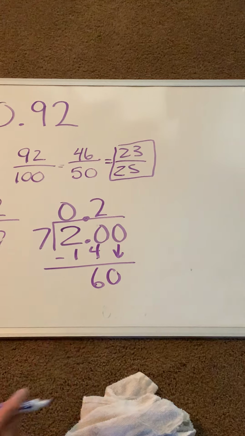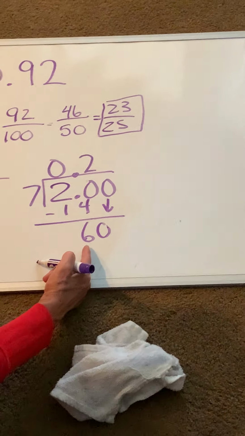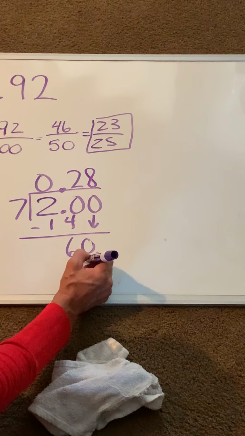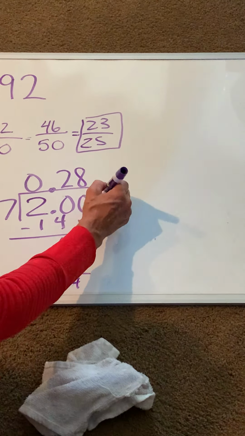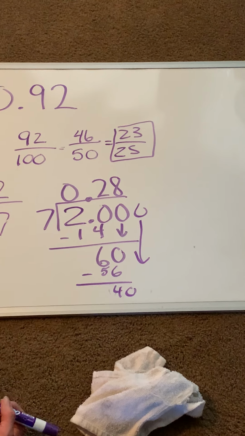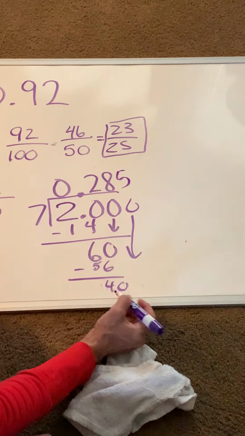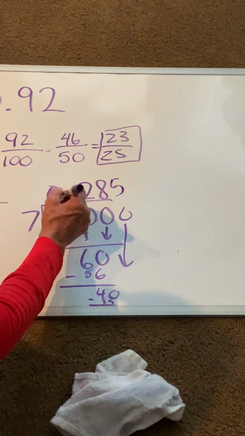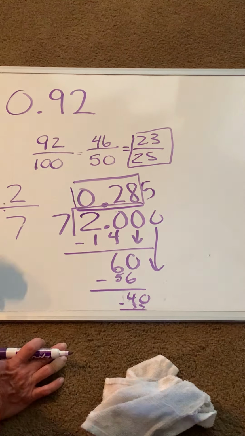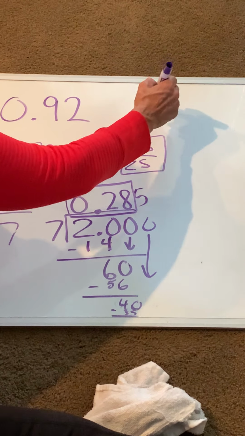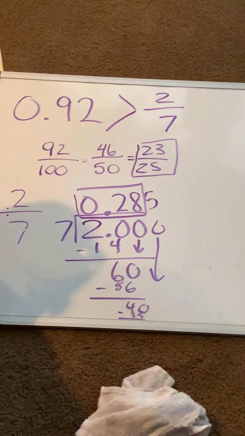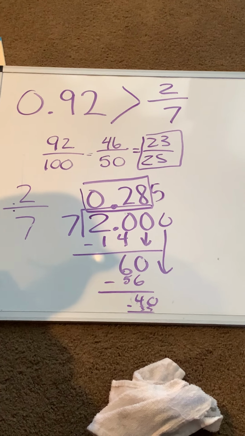Bring that down. 7 goes into 60 8 times for 56. You're going to subtract and get 4. Add another 0. Bring it down. And then you could do 7 goes into 40 5 times for 35. And you can keep going, but you have a decimal here now that you can compare. You have 28 hundredths and you have 92 hundredths. So I would compare those two, and you can see right off the bat that 92 hundredths is going to be larger because it is larger than 28 hundredths. Okay?